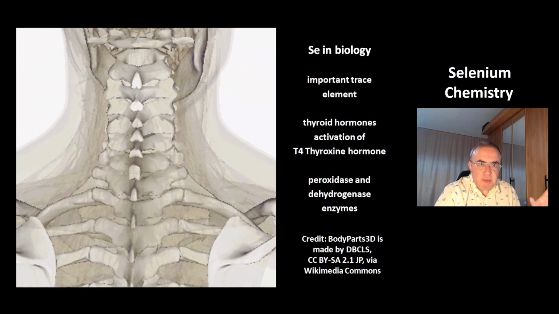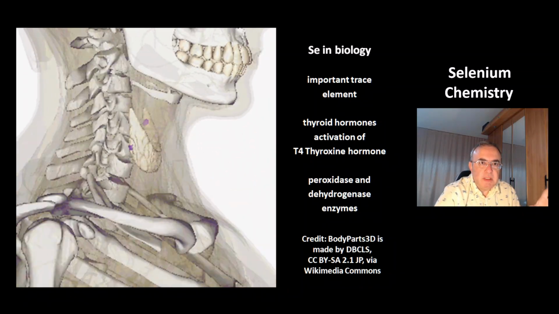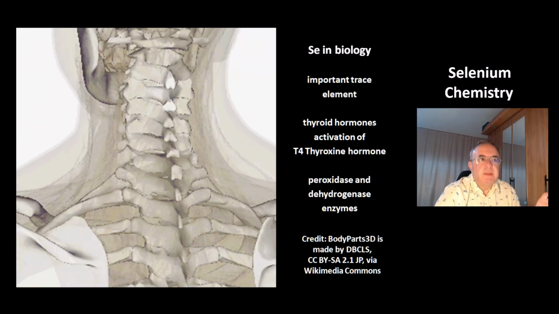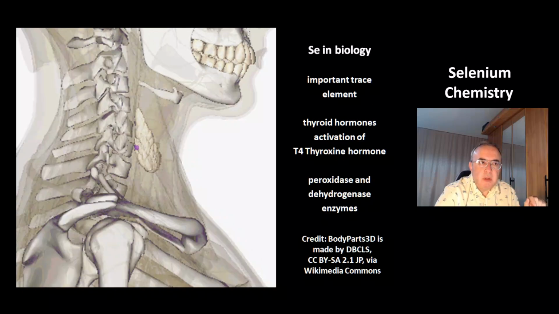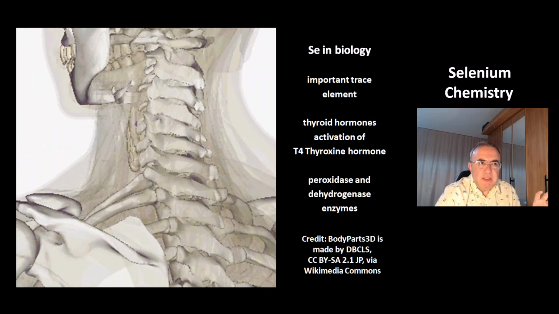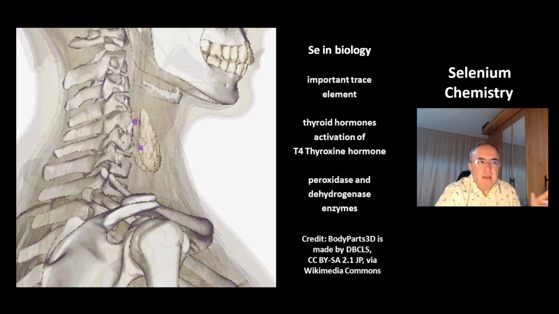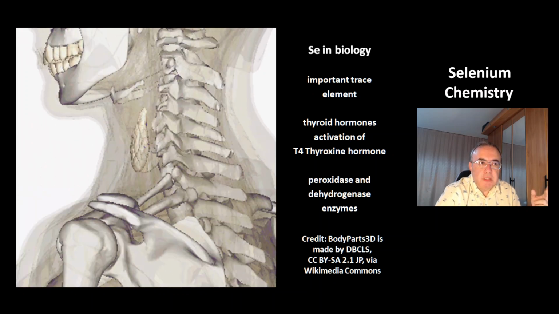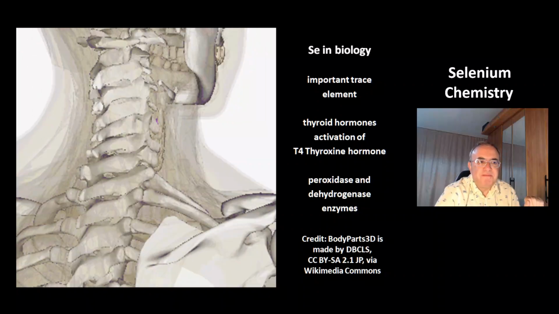In biology, selenium is a very important trace element. For example, it is needed for the thyroid hormones. You can check my iodine video if you're interested in how this works. Selenium is a part of the activation of the T4 thyroxine hormone, but it's also important for the peroxidase and the dehydrogenase enzymes.